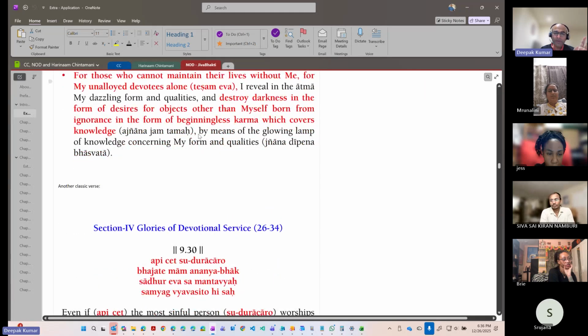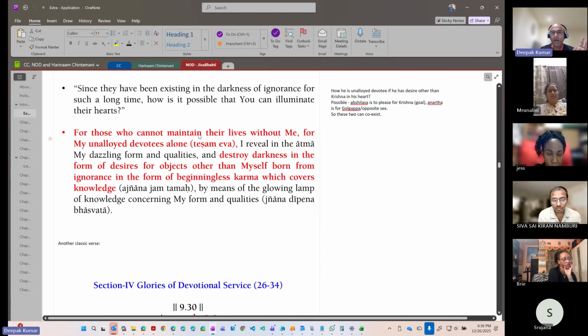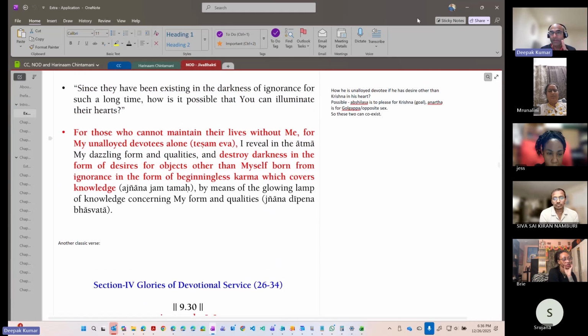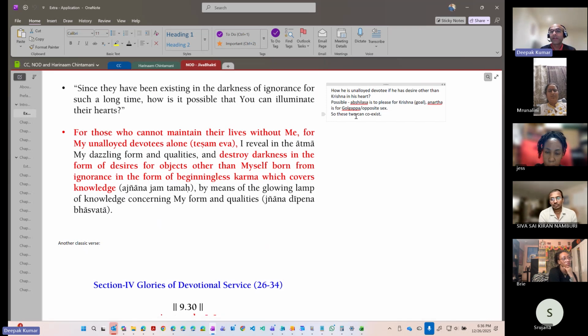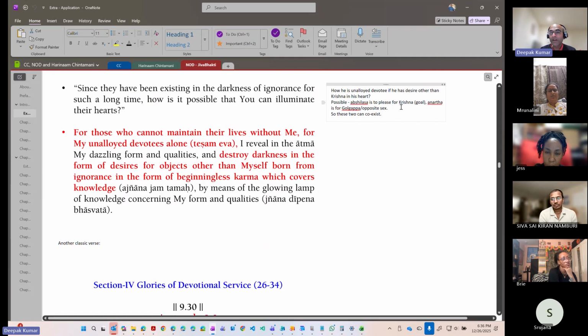Further it is being said here, unalloyed devotee. So here is the question: how is he an unalloyed devotee if he has desire other than Krishna in his heart? It is possible. One can be an unalloyed devotee and still have the desire, because the definition is that abhilasha is to please Krishna, for Krishna's goal, and anartha is for eating golgappa, like the water bowl.